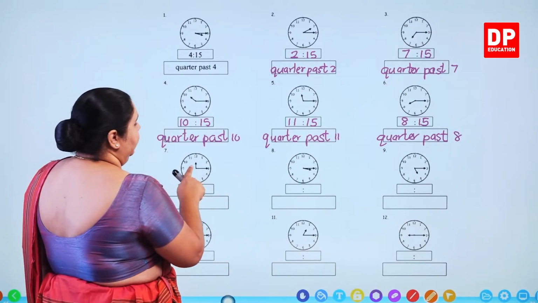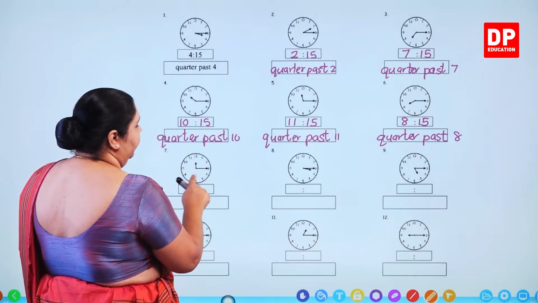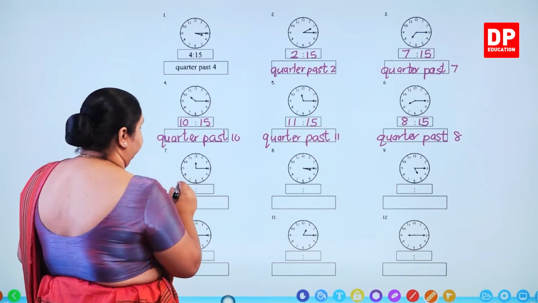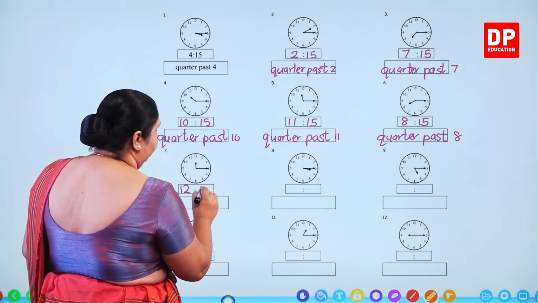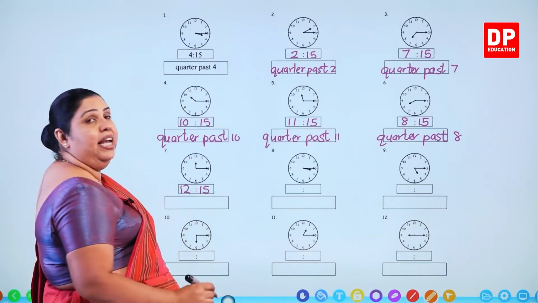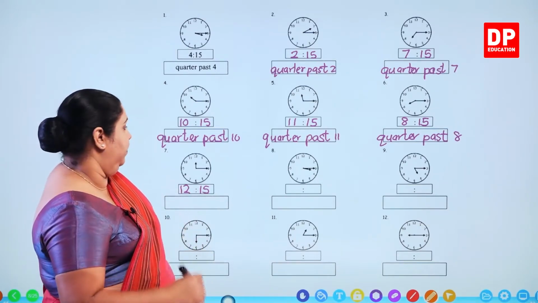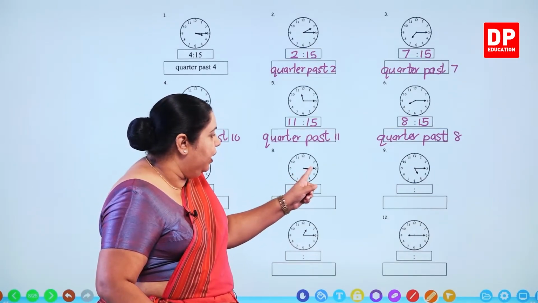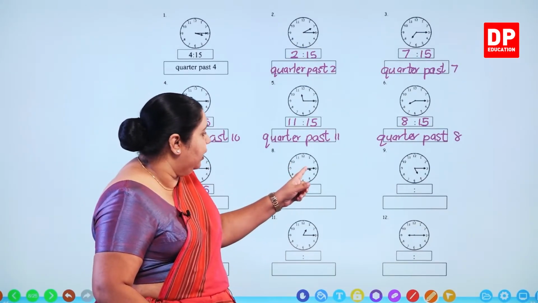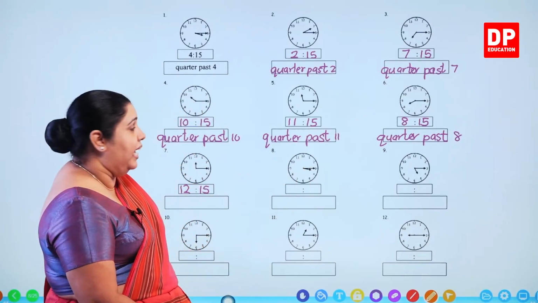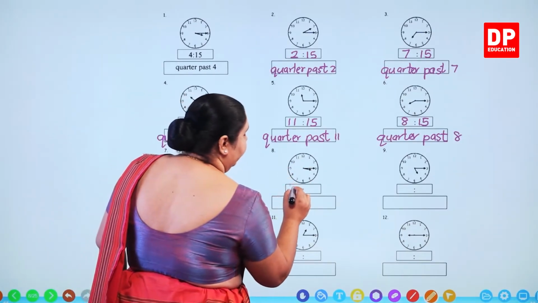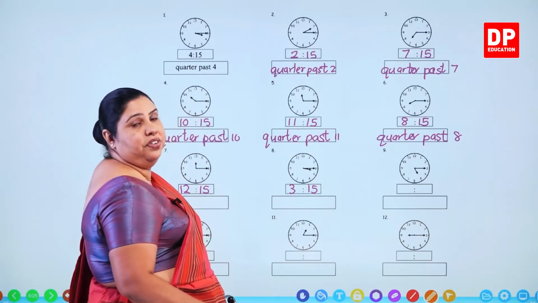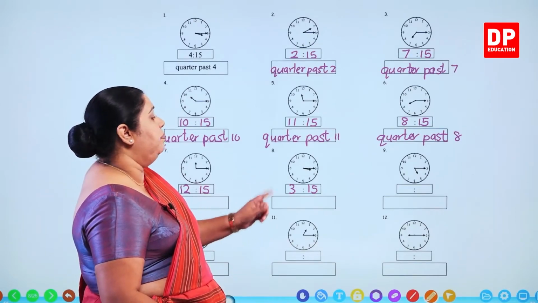12:15. Can you see the short hand? The hour is 12 and the long hand is in number 3, which says 15. So we will write 12:15, or you can say 12:15. Next one. Once again, here we have the long hand in number 3 and the short hand on number 3 as well. So what is the time? 3:15. That is 15 minutes past 3, or you can say 3:15.